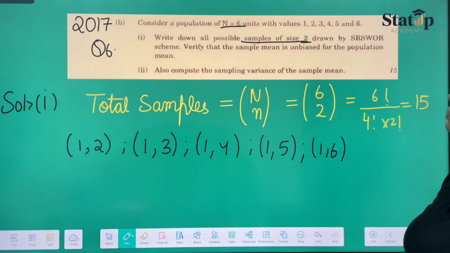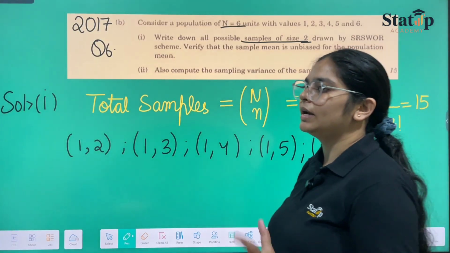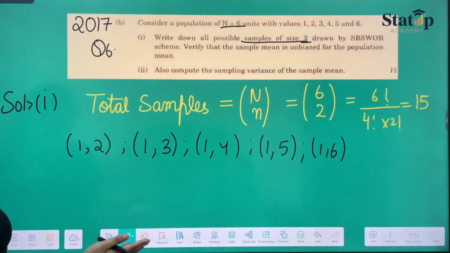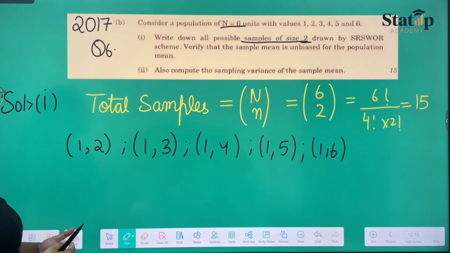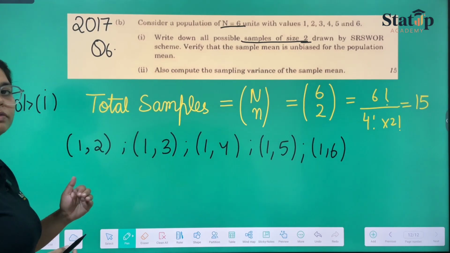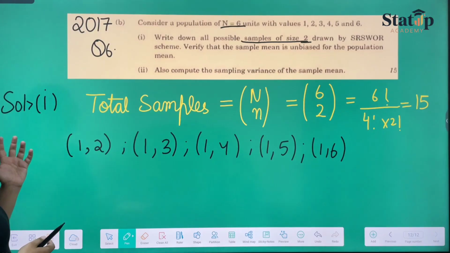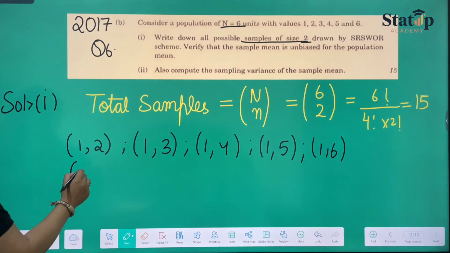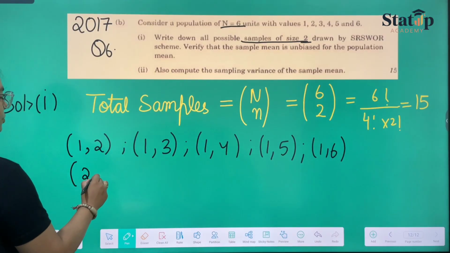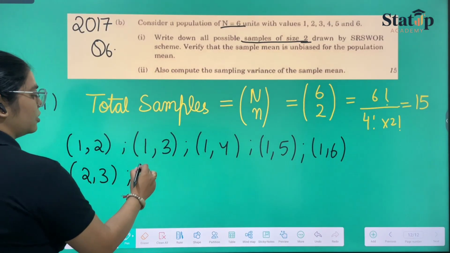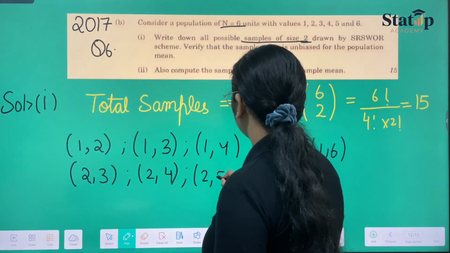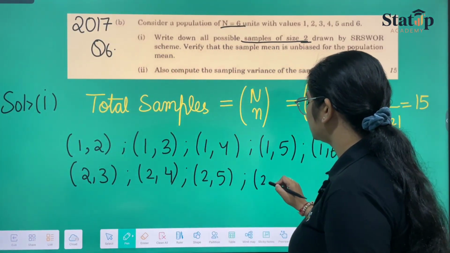Now when I take 2, I cannot take 1 because the combination of these two has already been taken. Just repeating the same sample with replaced values isn't how we define a combination; that is how we define a permutation. So 2,2 cannot be taken because the same unit cannot be repeated. So here we'll take 2,3, 2,4, 2,5, and 2,6.